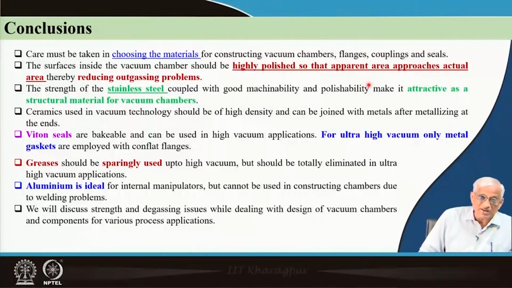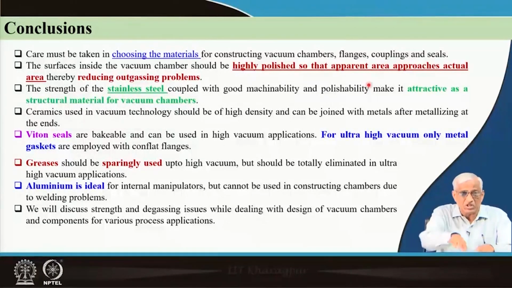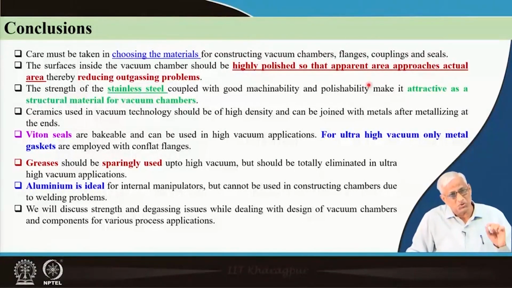Then seals. Viton is the ideal thing, but some butane with different varieties of polymers are also available. Nowadays the tendency is towards Viton seals, because they can be baked, degassed and reused up to 150 degrees centigrade. Greases and oils should be chosen with low vapor pressure. Aluminum is ideal, but unfortunately it cannot be welded. A lot of research is going on with aluminum alloys and welding technologies.